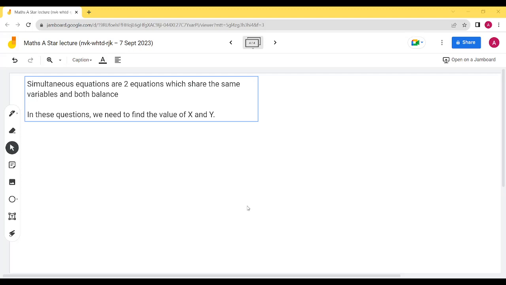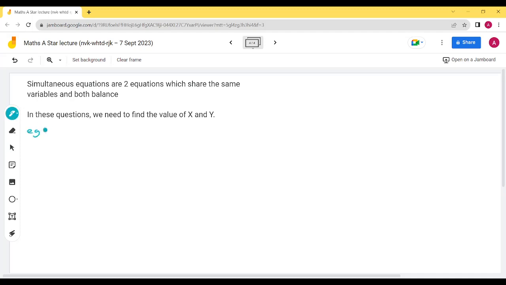Okay, so I'm going to give a first example here, and this is simpler than you will get actually in the exam, but just to show an example, building up to slightly more difficult ones. So for example, I'm given 2x plus y equals 10 and x plus y equals 4.